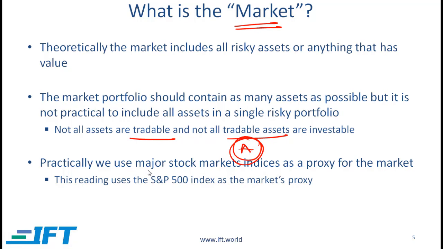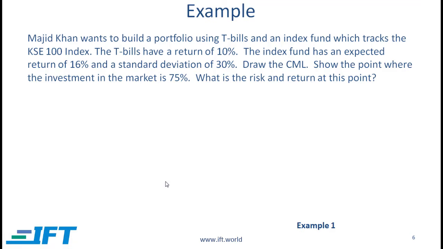Practically speaking, we use major stock market indices as a proxy for the market. If we take the US context, then the S&P 500 index is often used as the market's proxy. The S&P 500 represents approximately 80% of the US stock market capitalization, and hence is a reasonable proxy for the US stock market. Let's consider a simple example.